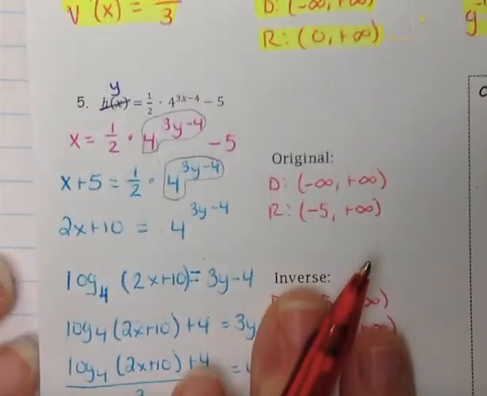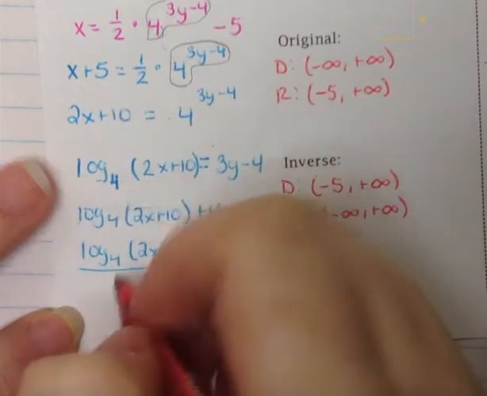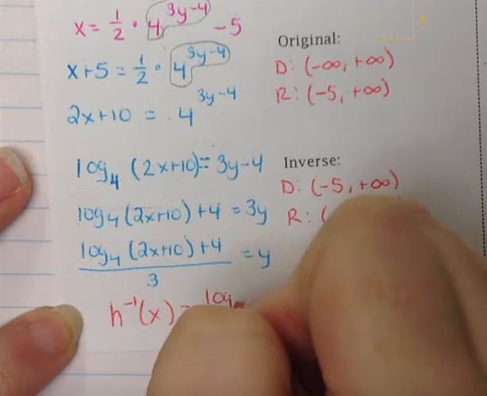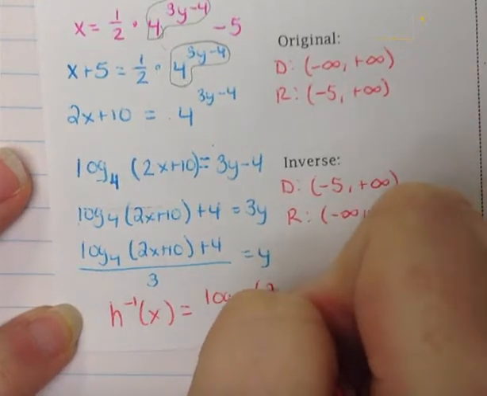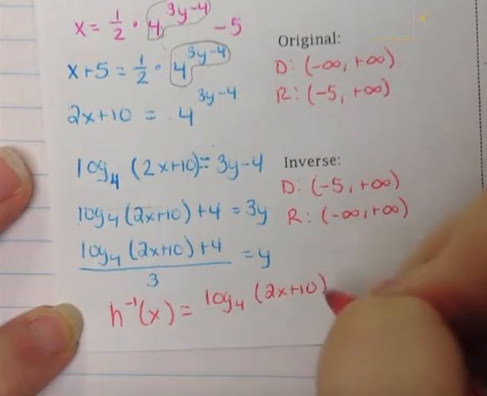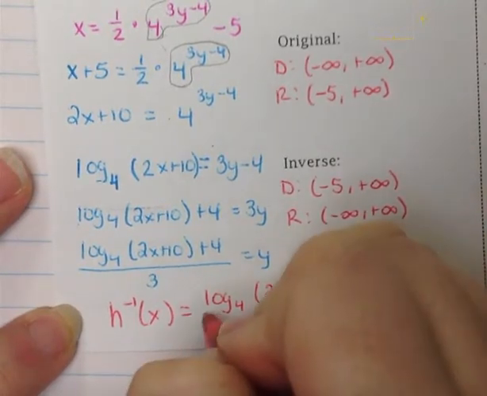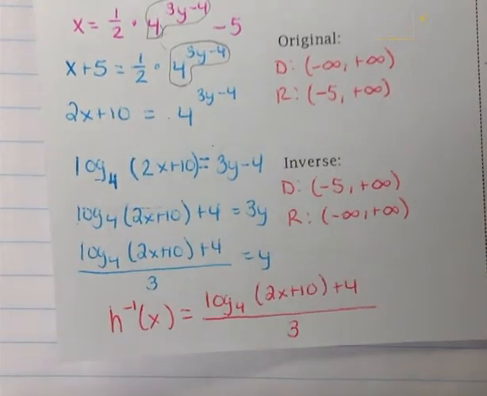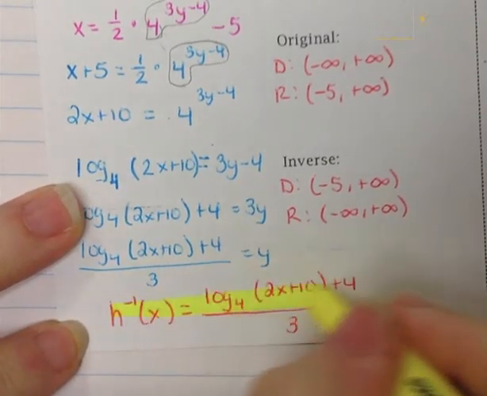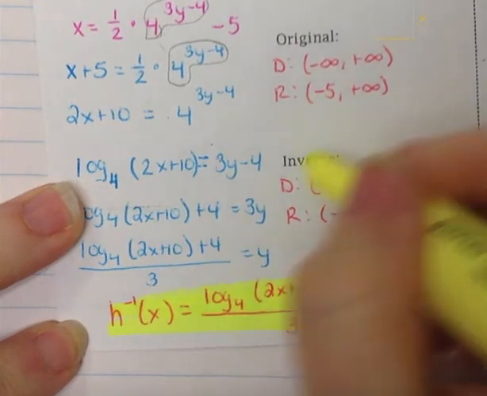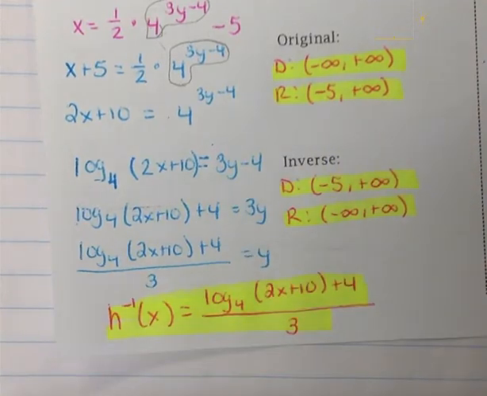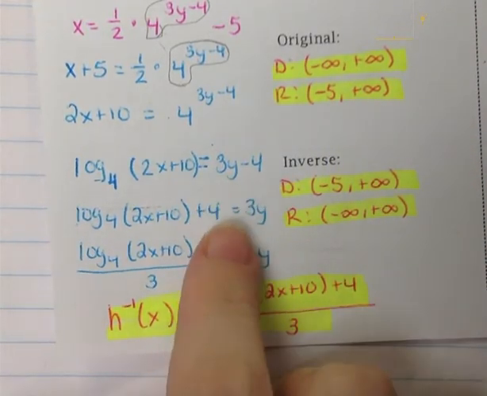We would go back to the original, which is h of x, so we would have h inverse of x is equal to log base 4 of parentheses 2x plus 10 close parentheses plus the 4, and then all of that divided by 3. That entire thing is our inverse. We have our domain and range. This problem had a little more to it because we had to continue solving for y in the end.